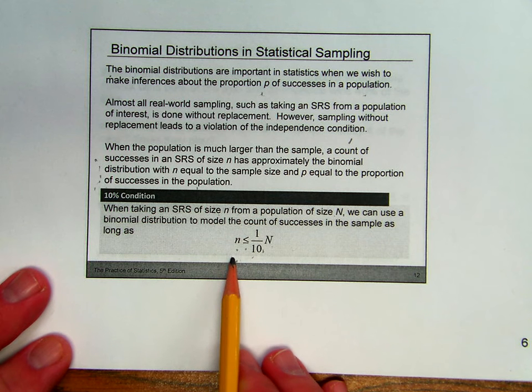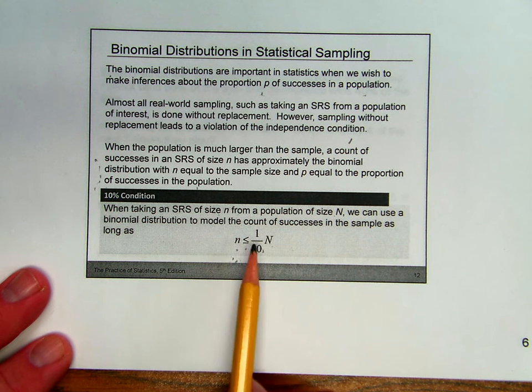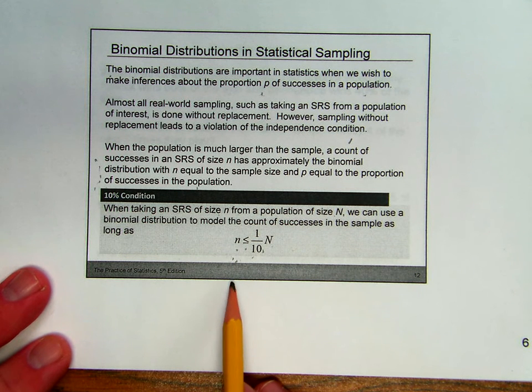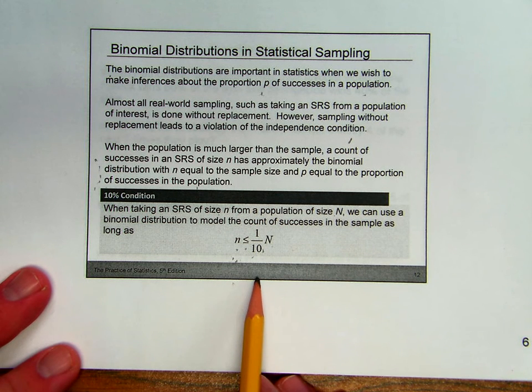Now, we're going to be using that as a condition here for the binomial. It's also going to be a condition for lots of stuff that we do with inference. That's going to be a common thing that you're going to have to address, that when you're sampling without replacement, we have to make sure we're not sampling more than 10% of the population.